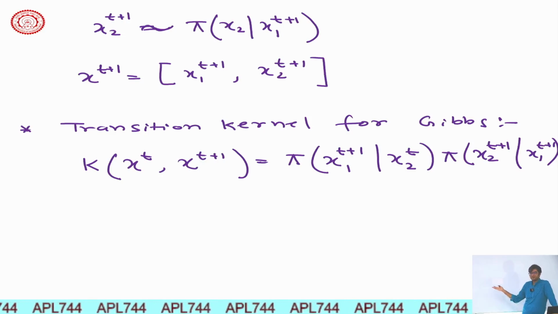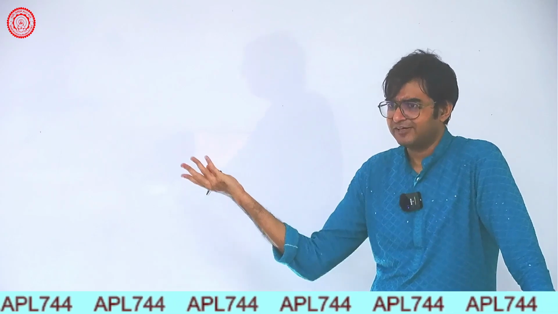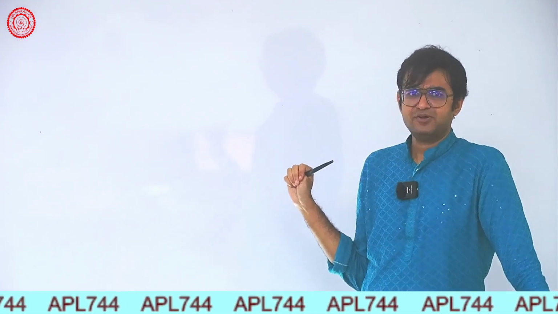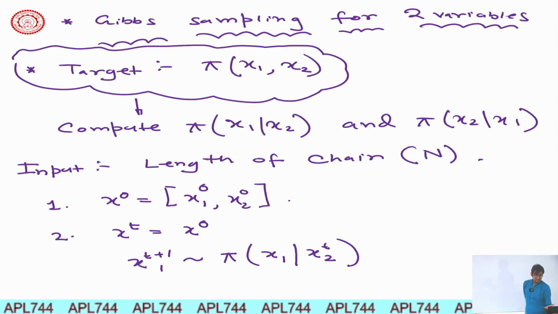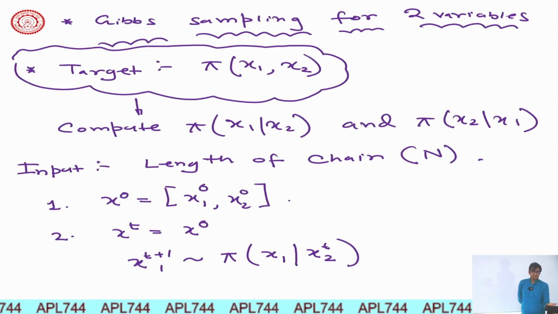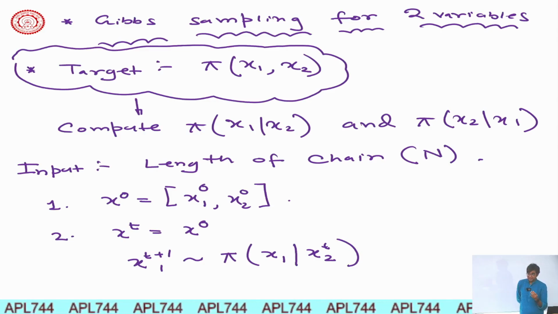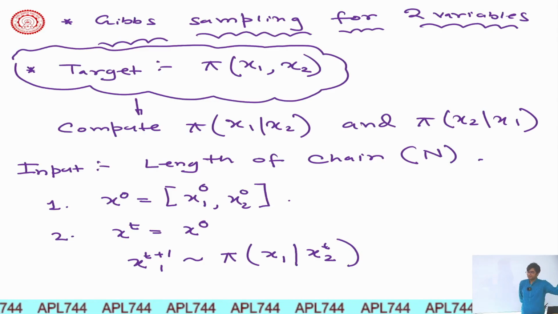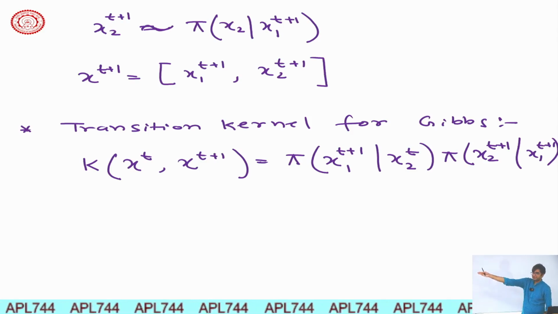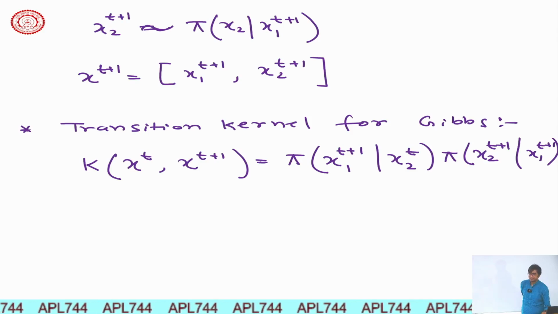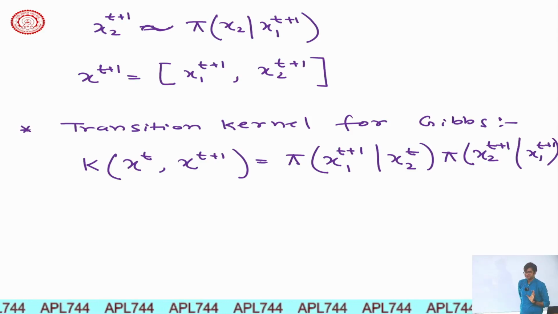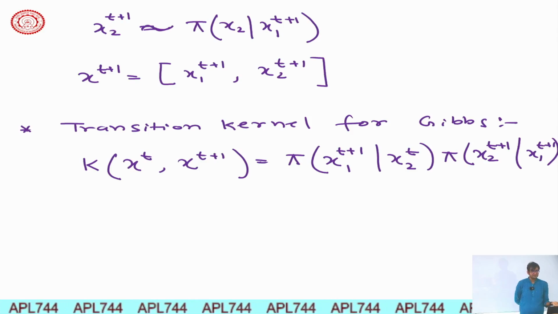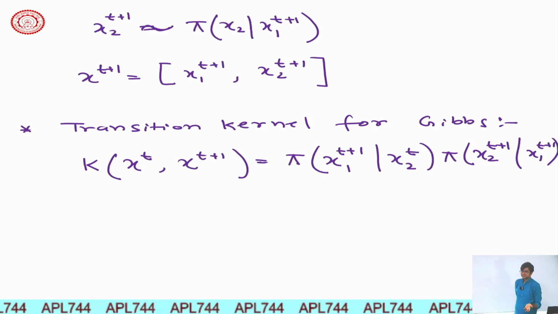And there is no acceptance here because everything is getting accepted. So that's why there is no A. Okay. Just look at the algorithm. That will give you the transition kernel. So what did I have? To start with, I had xt. That means I had x1t and x2t. I use x1t, x2t to generate x1 t plus 1. That's what you see here. I used x2t to generate x1 t plus 1. And then I used x1 t plus 1 to generate x2 t plus 1. That is my kernel, right? Clear?